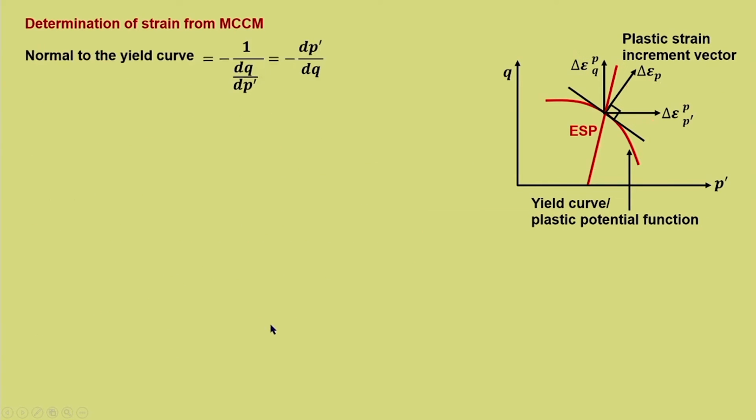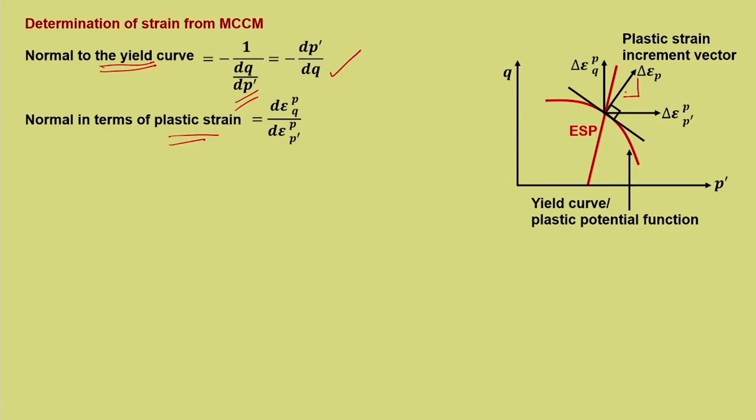So, the slope is obtained. Now, for the normal to the yield curve, if you multiply the slope of the normal and the tangent, it is going to be minus 1, and that is what is written here. So, the reciprocal of minus 1 by dq/dp' is the normal to the yield curve, and that is represented as minus dp'/dq. So, the normal in terms of plastic strain, we know from this particular figure, is d epsilon_q^p upon d epsilon_v'^p. This by this is the slope of this plastic strain increment vector, and the slope of the normal is given as minus dp'/dq. So, these slopes can be equated. So, we can always write d epsilon_q^p / d epsilon_v'^p equal to minus dp'/dq.